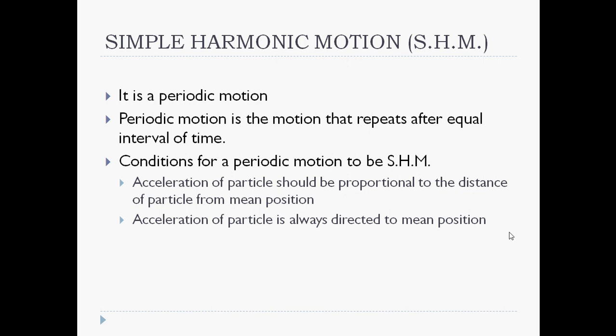So we can go to simple harmonic motion. Simple harmonic motion is a periodic motion that repeats after equal intervals of time. For a periodic motion to be simple harmonic motion, two conditions have to be satisfied: the acceleration of the particle should be proportional to the distance of the particle from the mean position, and the acceleration of the particle should always be directed toward the mean position. If these two conditions are satisfied for a periodic motion, then it becomes a simple harmonic motion.